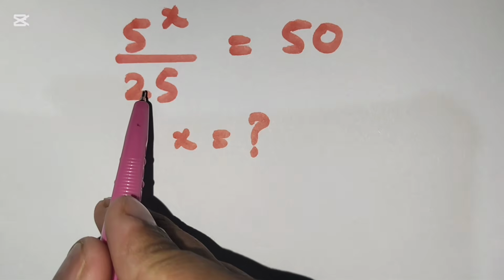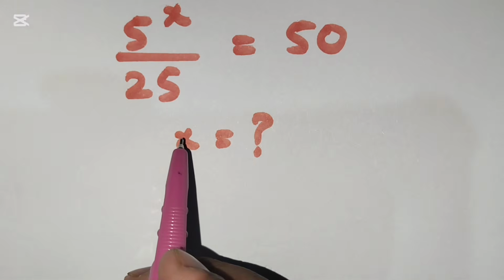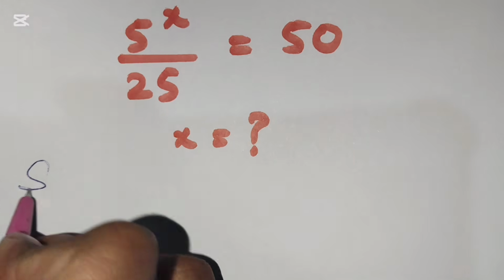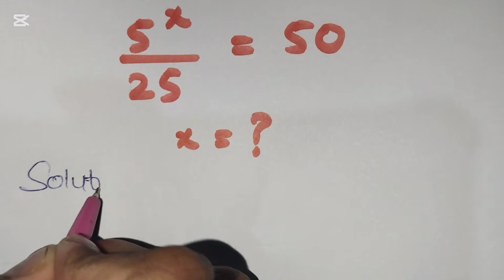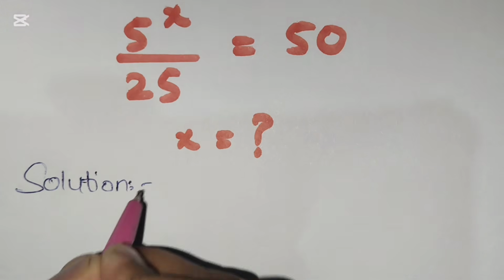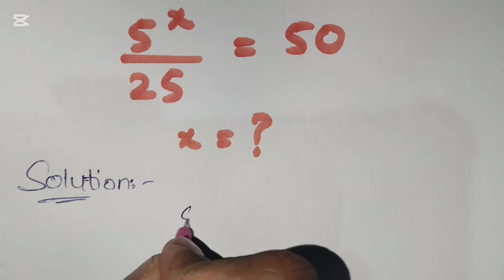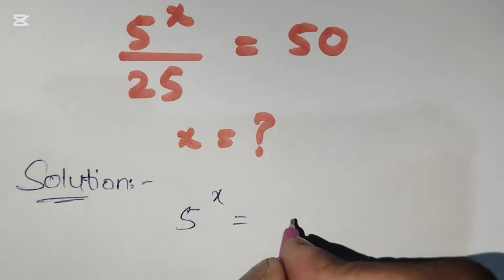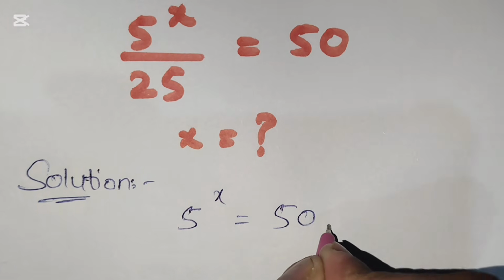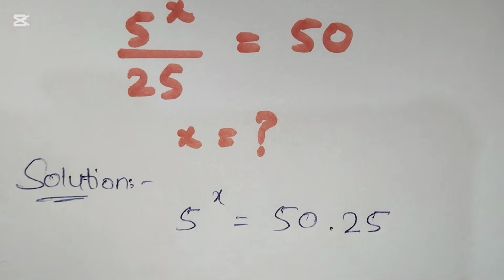5 power x over 25 is equal to 50. Find the value of x. Let's start the solution of this question. We will cross multiply: 5 power x equals 50 into 25.